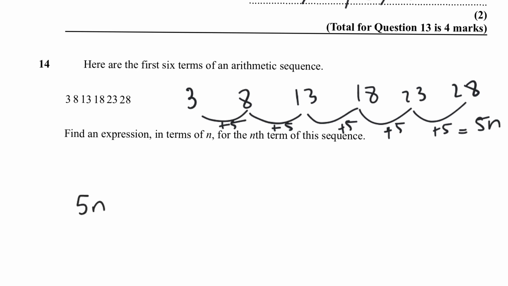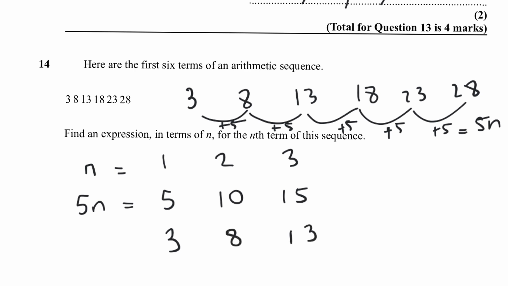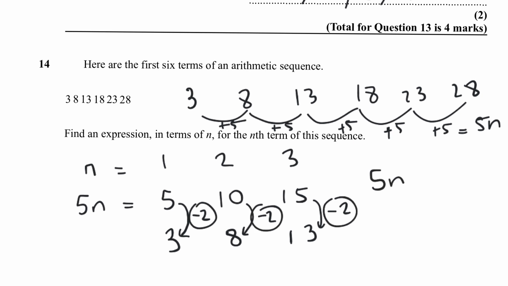But to work out the rest of it, we're going to work out the values of 5n when n is equal to 1, 2, and 3. So when n is 1, it would be 5. When n is 2, it would be 10, then 15. Then we're going to use the original first 3 terms of the sequence, which were 3, 8, and 13, and see how we would get from 5n to the original terms. From 5 to 3, it's take away 2. From 10 to 8, it's minus 2 as well. And the same thing is minus 2. Because they're all minus 2, the sequence would be 5n minus 2. And that would be your nth term.